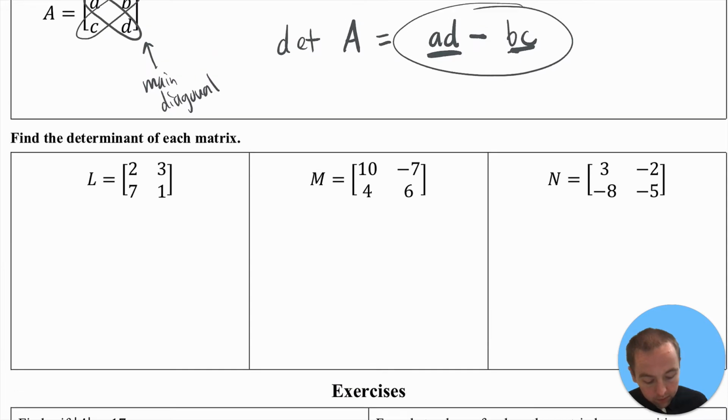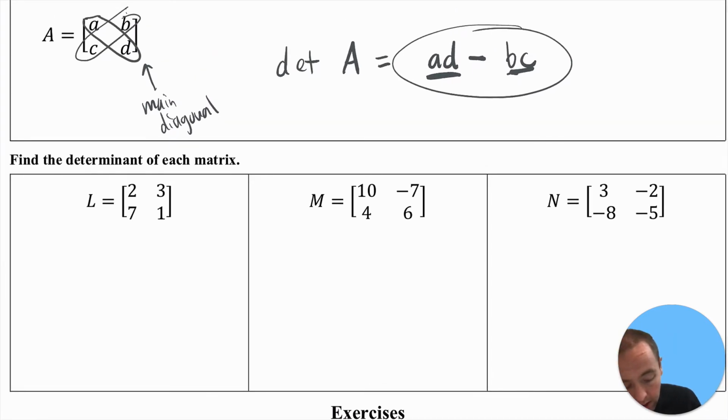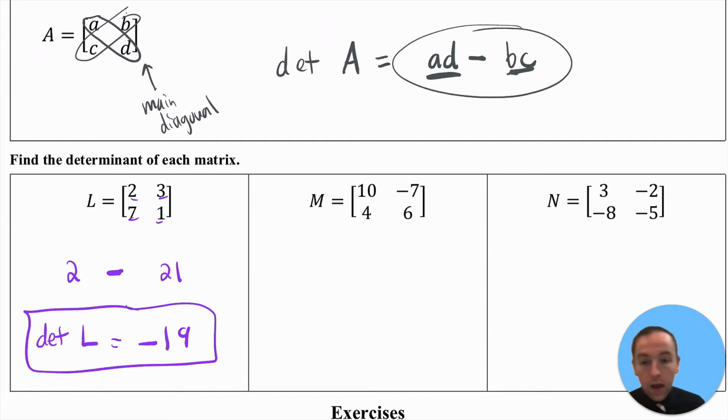Now some examples to show you how we can come up with the determinant. We'll go to L first. You would take the product of the main diagonal first, so 2 times 1, which is 2. Then you would take 7 times 3, which is 21. I always like to write the two numbers, and then I always know I'm going to subtract, so I put the subtraction symbol there, because it could be easy to mess up negatives and stuff. That just helps me personally. So 2 minus 21 is negative 19. Negative 19 is going to be equal to the determinant of matrix L.